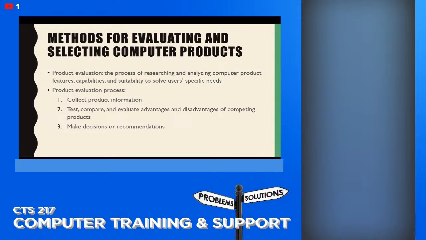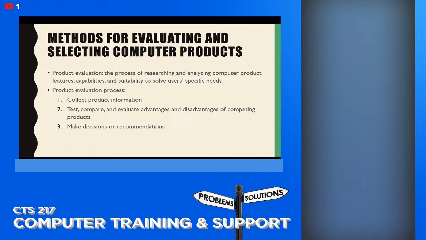So in addition to just getting information from the company, another thing that you might want to do is actually see if you can get one for a test drive before you go ahead and make an adoption and buy hundreds or thousands of units. That way you have first-hand knowledge of how the product works and how the product could meet your needs.